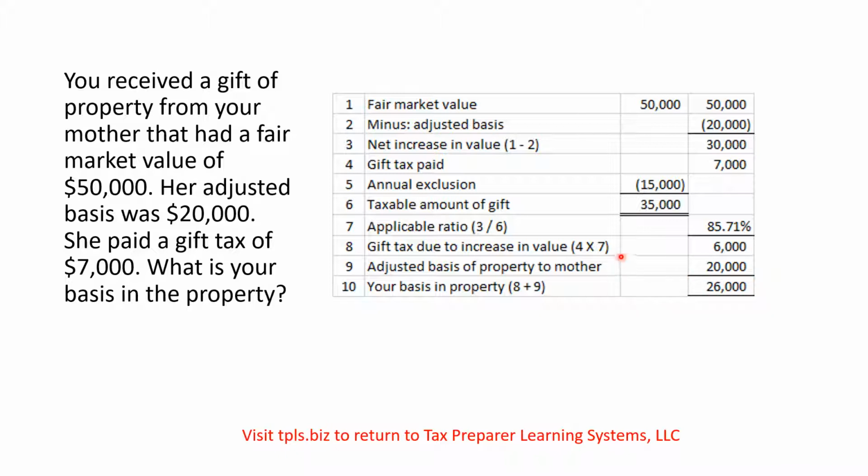I suppose if there's a tricky part to this, it's the fact that we need to subtract that annual exclusion to arrive at $35,000, then take the increase in the value and divide it by that net amount after we took the exclusion of $35,000 to arrive at our percentage of 85.71%.